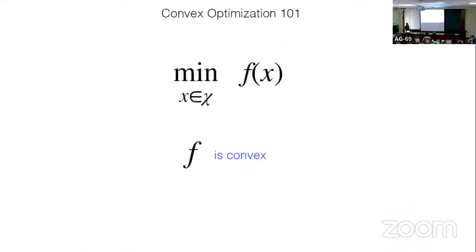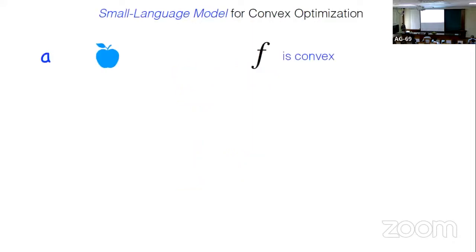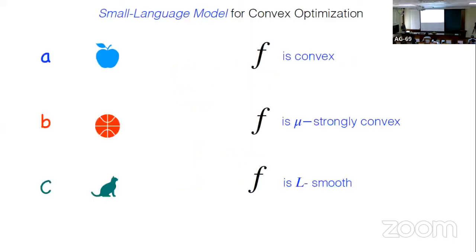So let me begin. Here is a single snapshot of what convex optimization is. You have a function f, which is convex. You have a convex set over which you're trying to minimize. Very simple, everybody knows. So this is my small language model for convex optimization, which I use throughout the talk. As you learned A for apple, B for ball, similarly F for convex. I'll also define what convex is.